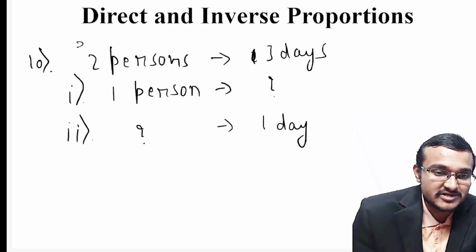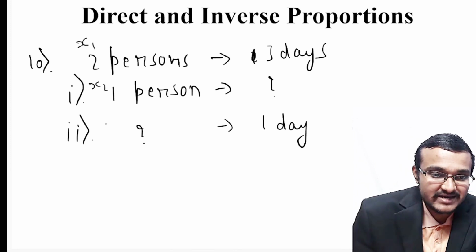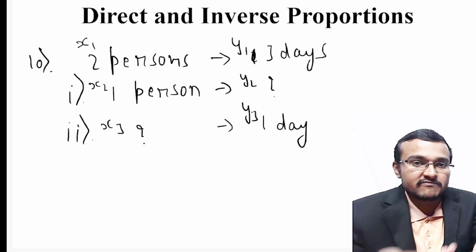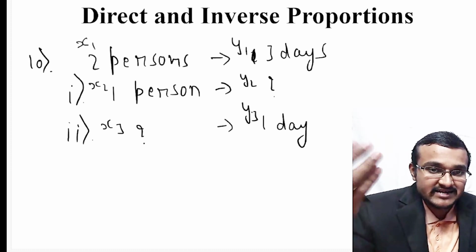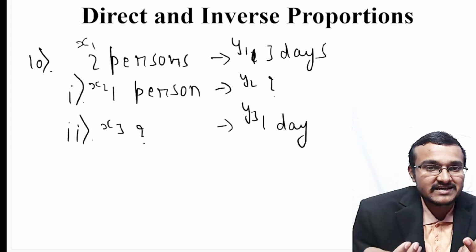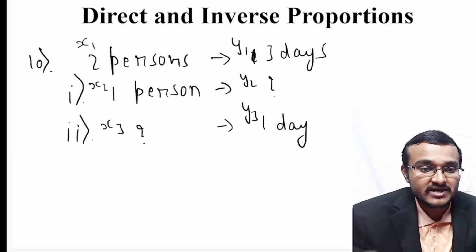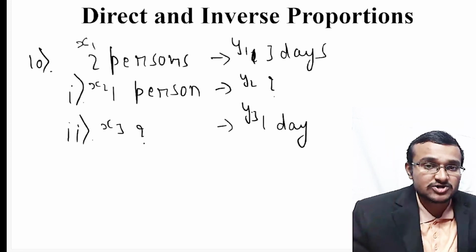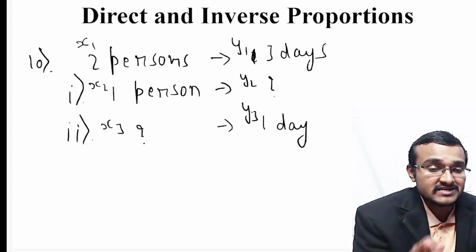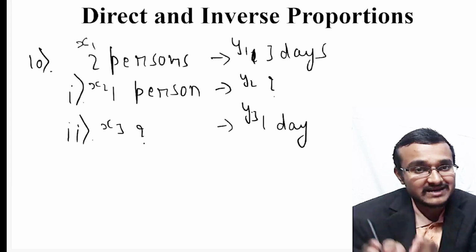So here number of persons will be x1, x2, x3 and number of days will be y1, y2 and y3. Here also you can see when number of persons increases, the time taken to complete the same job will go on reducing. Because if 2 persons are there means in 3 days only they can complete the job. If the number of persons is increased or decreased, then the number of days will be decreased or increased.